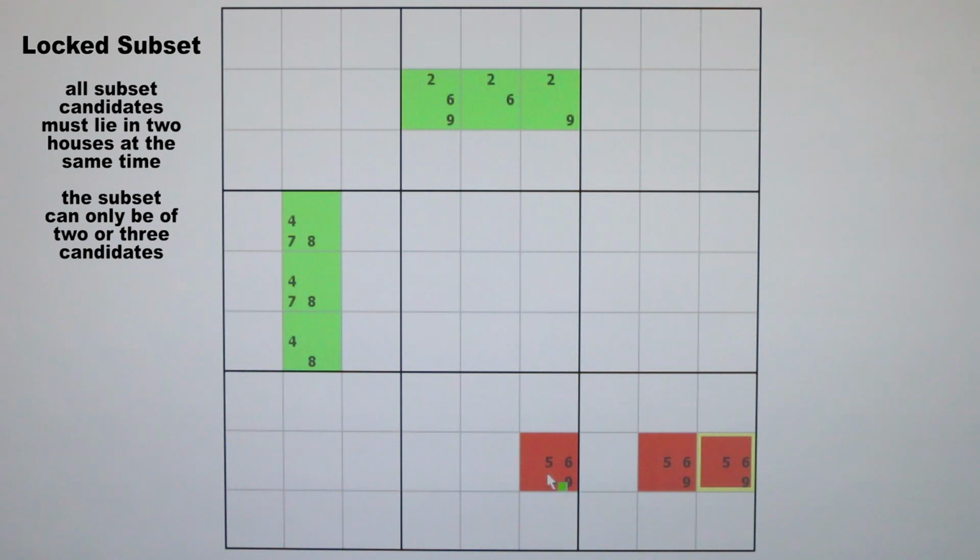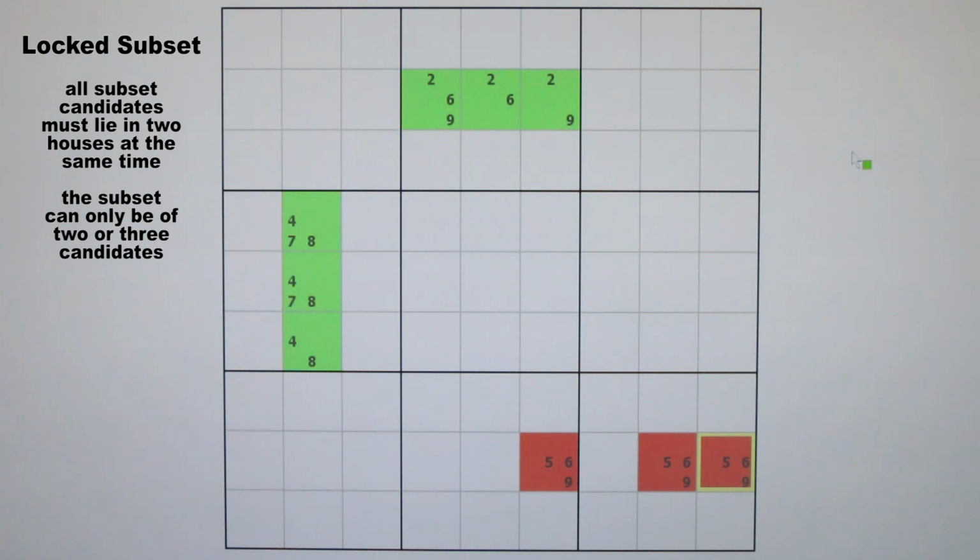Now down here, this is not a locked triple. We have 3 candidates and 3 cells, so it's a naked triple, but it only lies in row 8, and they don't share the same block. Now, if this 5, 6, and 9 were moved over and was in this block, it would be a locked triple, but it's not. Now, some people call any naked subset a locked subset, which is okay, but technically it is only locked if it lies in 2 houses at the same time, as I just showed you.